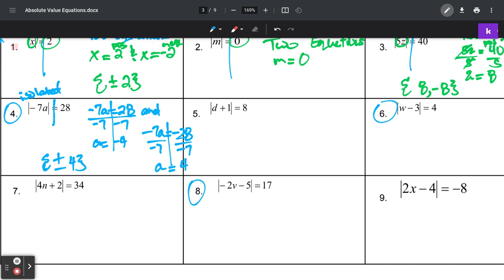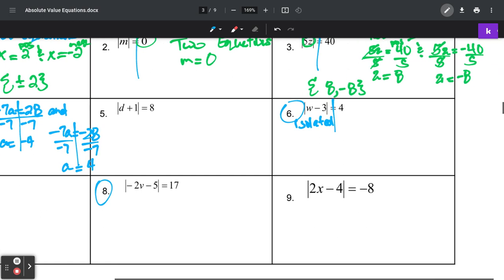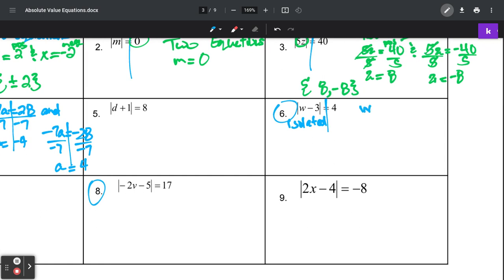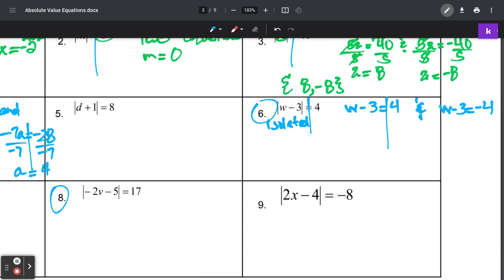Let's take a look at 6, guys. This expression is already isolated, so I can set up my two equations. My two equations will be w minus 3 equals the positive version of 4, and, make sure you use and, w minus 3 equals the negative version of 4. Isolate w by adding 3 to both sides. So w has a value of 7. One solution is 7. The distance between 7 and 3 is 4.